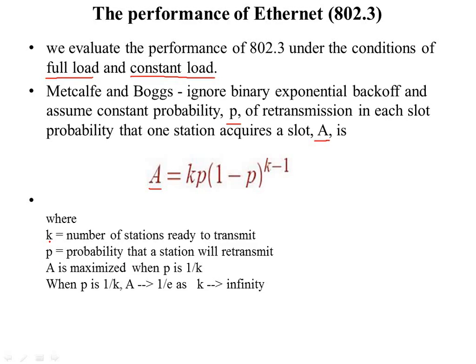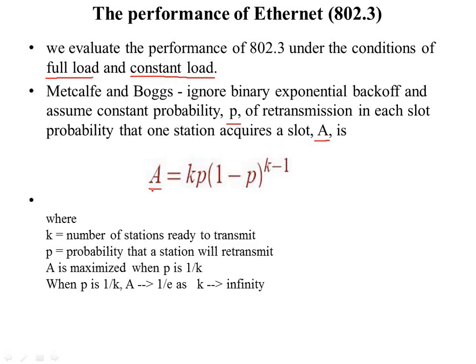Now what do you mean by K? K is the number of stations ready to transmit. So suppose there are 10 stations, then in that case K becomes 10. Suppose there are 100 stations, then K becomes 100. Then P is the probability that a station will retransmit. So that is the assumption, and with those assumptions it is starting.